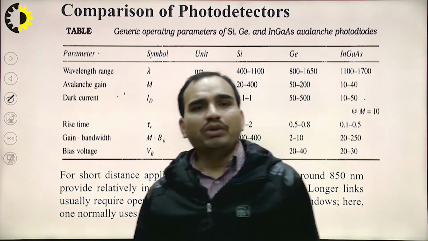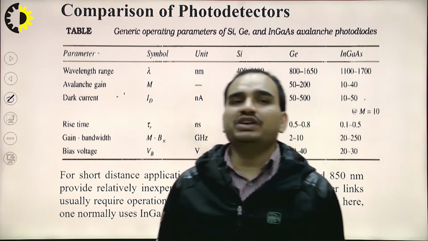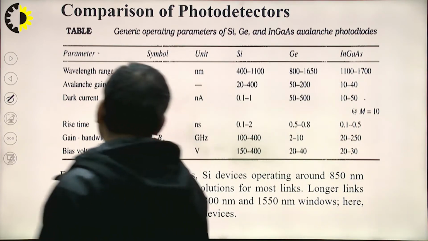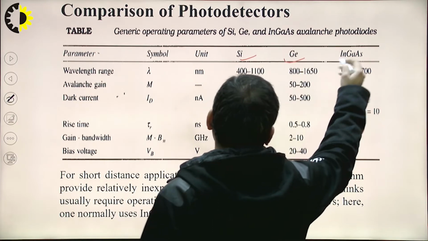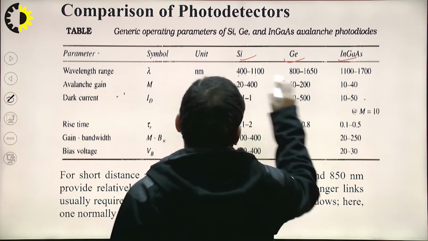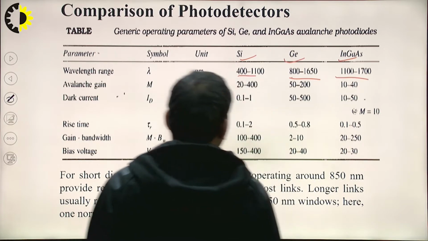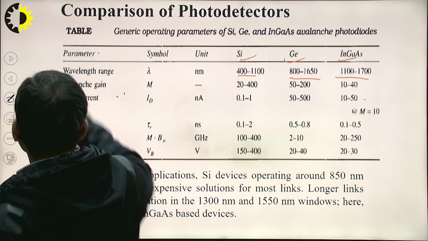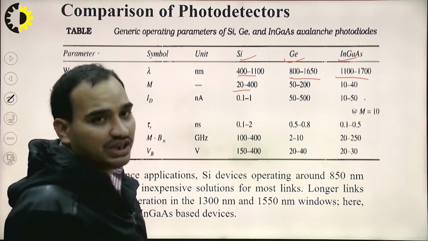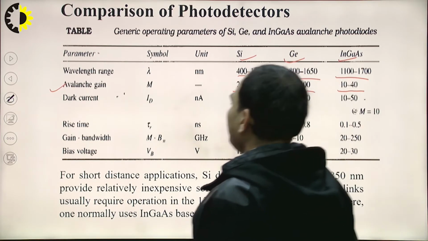So when we are talking about the avalanche photodiode, these are the general operating parameters for silicon, germanium, and indium gallium arsenide avalanche photodiodes. The wavelength for silicon is ranging from 400 to 1100. For germanium it is 800 to 1650. For indium gallium arsenide it is ranging from 1100 to 1700. When we are talking about the avalanche gain or the avalanche multiplication, for silicon it is 20 to 400. For germanium it is 50 to 200. For indium gallium arsenide it is 10 to 40.